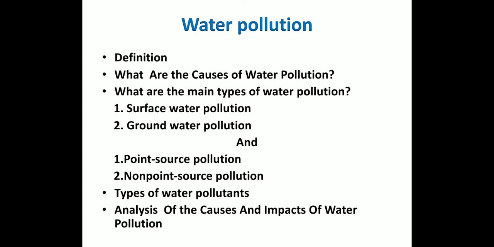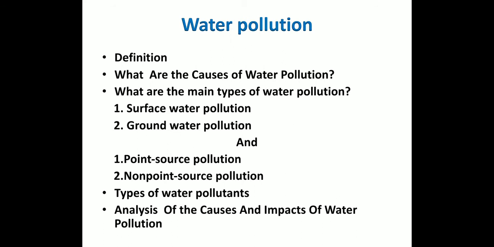Then we have discussed what are the main types of water pollution. Mainly we have discussed surface water pollution, and second groundwater pollution or underground water pollution. And another type of water pollution is point source pollution and non-point source pollution. So we have discussed all these four in detail with examples. So we have discussed what are the main types of water pollution.